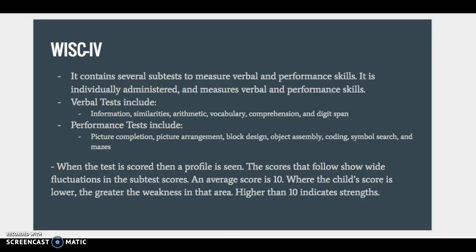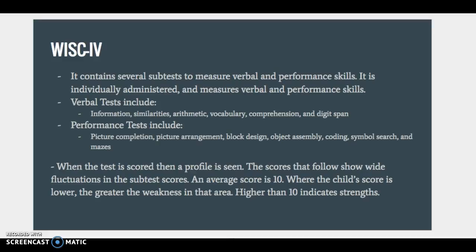Now, the Wechsler Intelligence Scales for Children contains several different subtests to measure both verbal and performance skills. It is individually administered, and it measures just those verbal and performance skills. Verbal tests include information, similarities, arithmetic, vocabulary, comprehension, and digit span. Performance tests include picture completion, picture arrangement, block design, object assembly, coding, symbol search, and mazes.